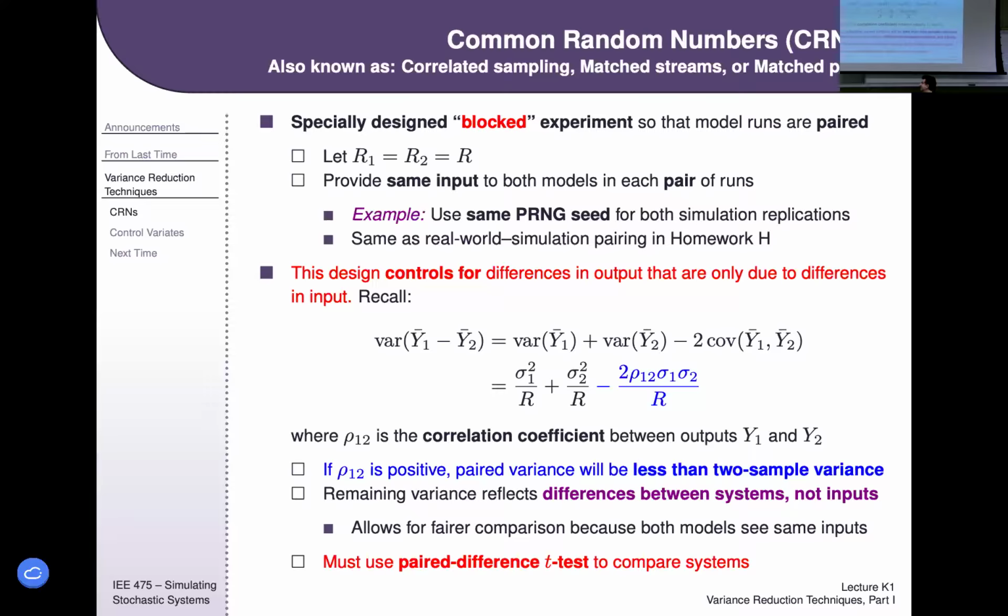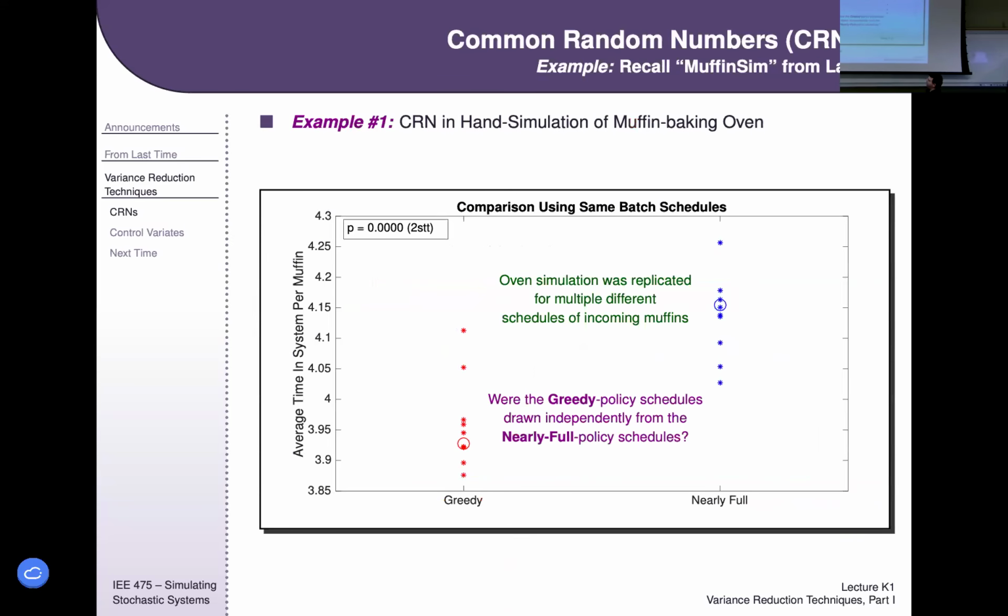And if that correlation exists, then this little trick of introducing correlation will reduce the variance in the difference between the two systems. That's what we're looking for here, and that's what I'm summarizing down here. But we have to use that paired difference t-test. So we did this in the first lab, that muffin baking simulation.